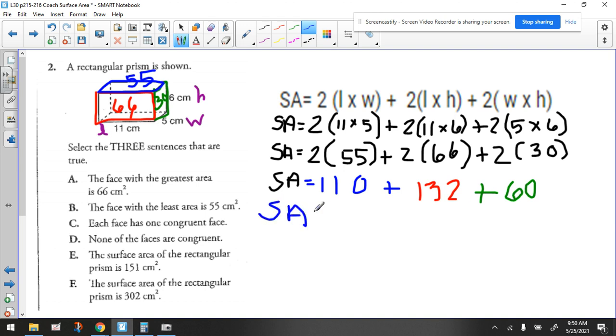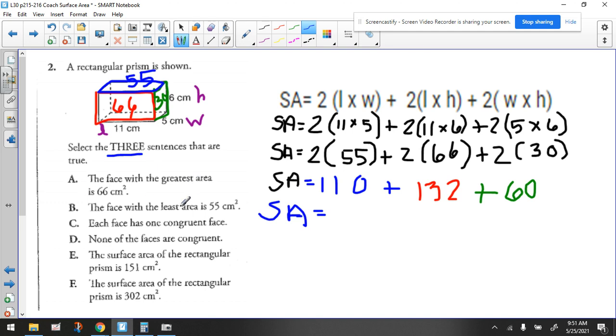Now, when you add these 3 numbers together, right, it's going to either be this number or this number, and you'll eliminate whichever one it's not. All right, now we should look at the other answer choices because we have to select 3 that are true. The face with the greatest area is 66. Is that true? Because we have a face that has 66. We have one, or I should say we have two faces with 66. We have two faces with a 55 and two faces with a 30. So that seems to be true.